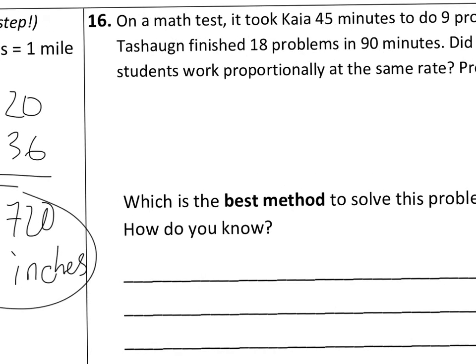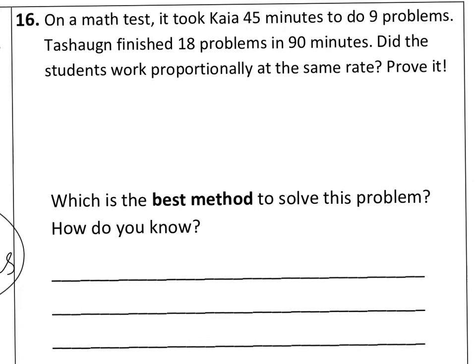Number 16. On a math test, it took Kaia 45 minutes to do 9 problems, and Tashaugn finished 18 problems in 90 minutes. Did the students work proportionally at the same rate? Here's where a lot of students got in trouble. We're looking for problems per minute or minutes per problem. It doesn't matter, just as long as you keep it lined up. That's the problem, is students didn't line it up.